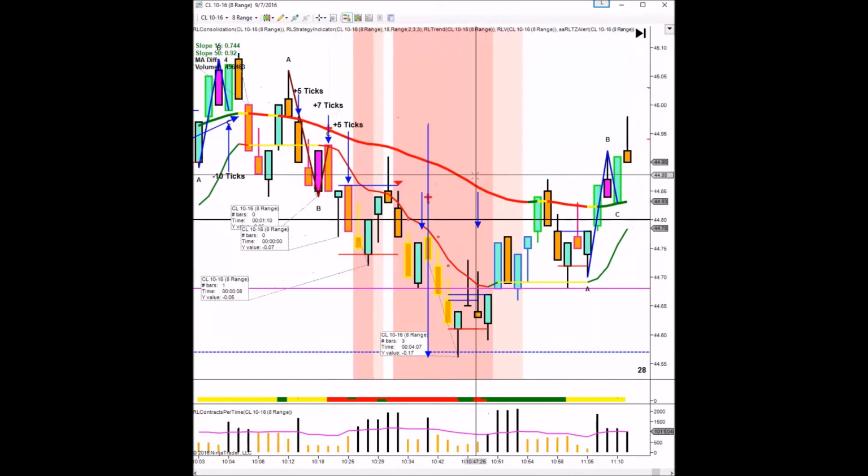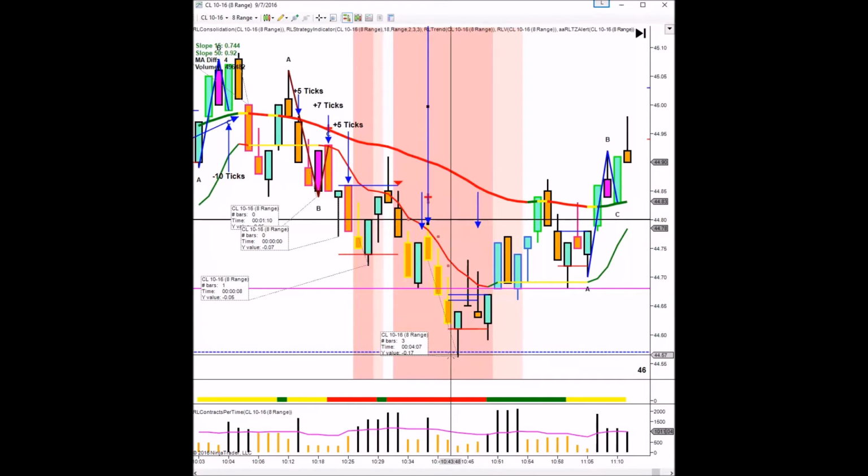Now, this was just forming at the time that I closed the room to give the webinar in 4 minutes. Here was the entry. The move into the transition zone, the first retracement, and the move down for 17 ticks.